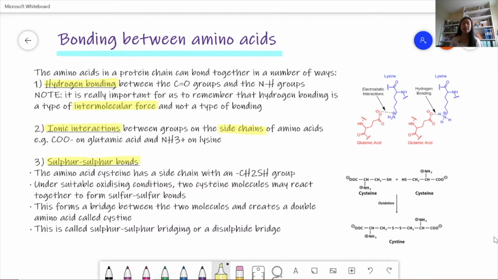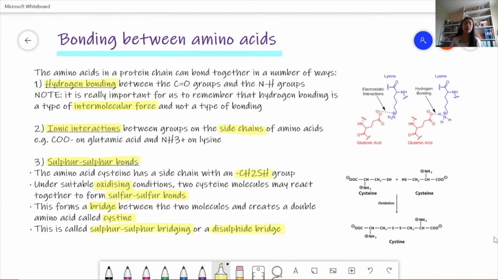And that's because it has a side chain with this CH2SH group, and it's the sulfur that we need for these sulfur-sulfur bonds. Under suitable oxidizing conditions, 2 of these cysteine molecules may react together to form these sulfur-sulfur bonds. This forms a bridge between the 2 molecules and creates a double amino acid called cystine. And this is called either sulfur-sulfur bridging or a disulfide bridge.